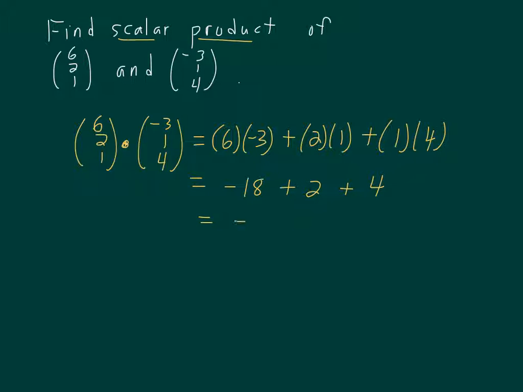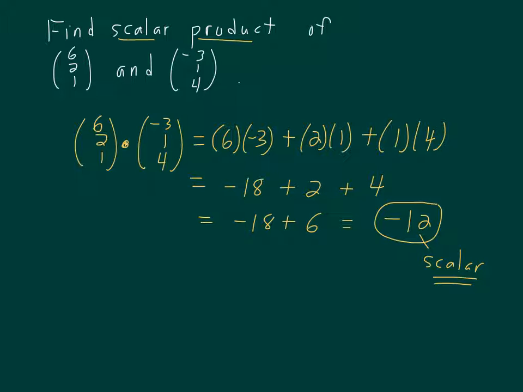Your answer is not going to be a vector. Our answer here is just a scalar. Notice how we said it's called a scalar product, so we're getting a scalar, which is just that magnitude. There's no direction there, so it's not a vector. So that is our scalar product.